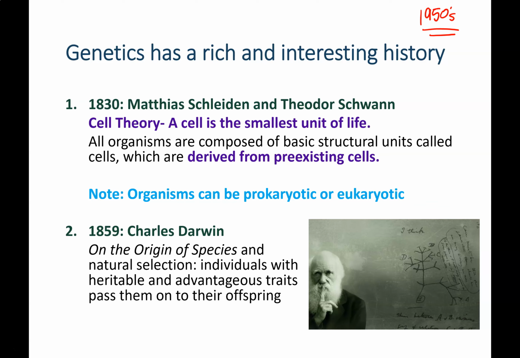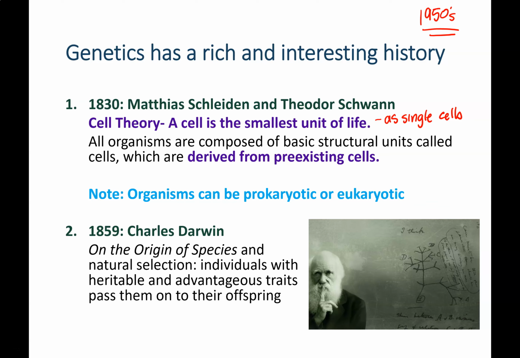Starting with, in the mid-1830s, something called the cell theory. Two scientists, Matthias Schleiden and Theodor Schwann, came up with the cell theory. It states that a cell is the smallest unit of life. That means that organisms can exist as single cells. It also means that if you are missing any component of the cell, you're not going to have a living organism. So cells are the smallest unit that is considered living.